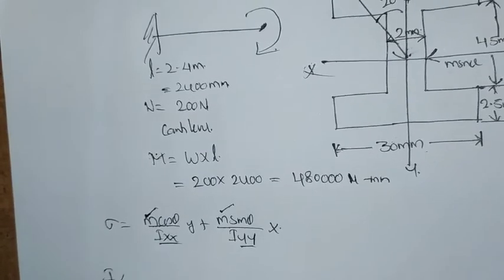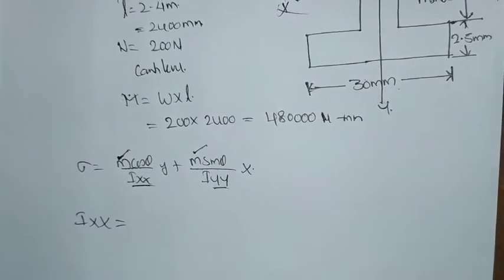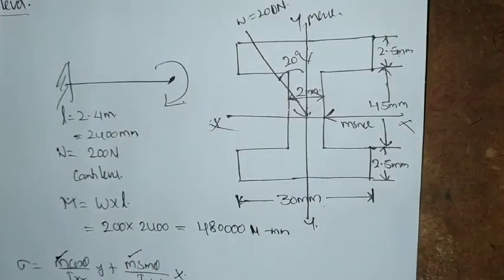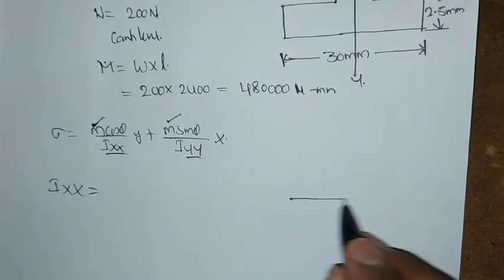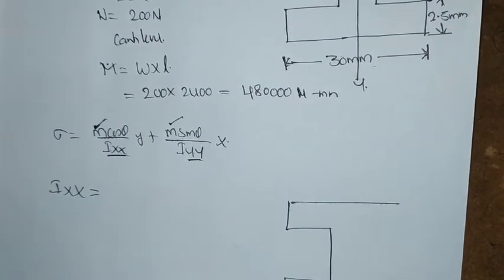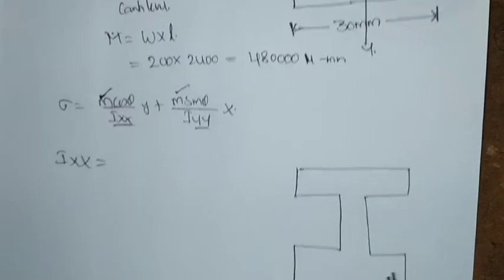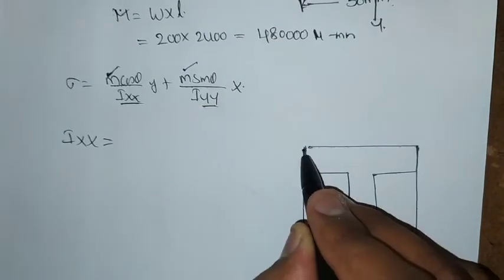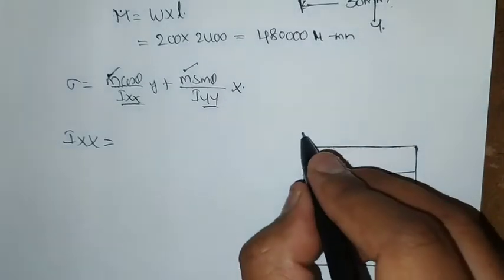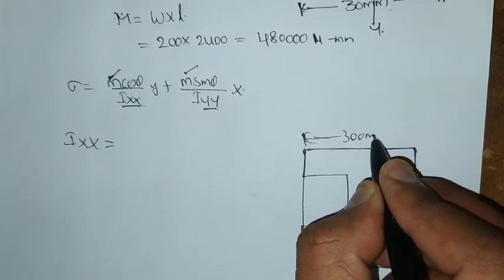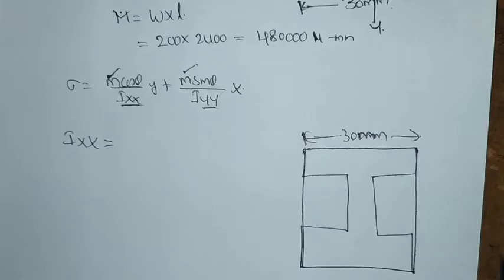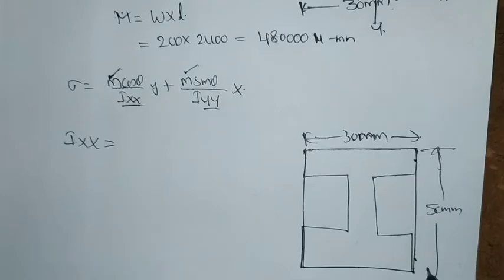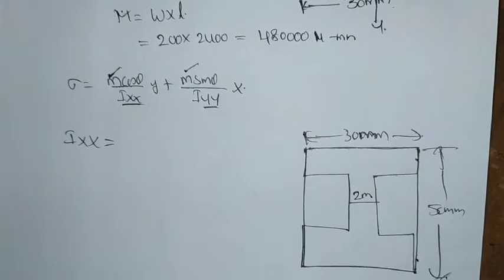From the figure, first I will calculate the value of Ixx. To find out the value of Ixx, in this axis we have to find out. So what I am going to do? I am going to consider this I section as a rectangular portion. Here the width is given as 30 mm. This is 2.5. The total is 50 mm, and this is 2 mm as given.